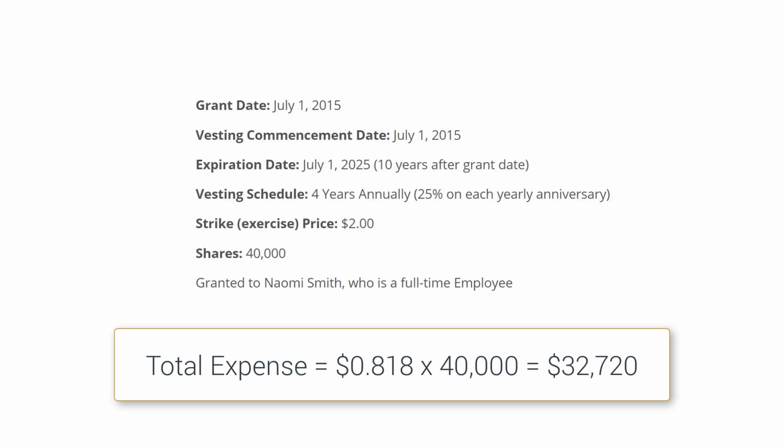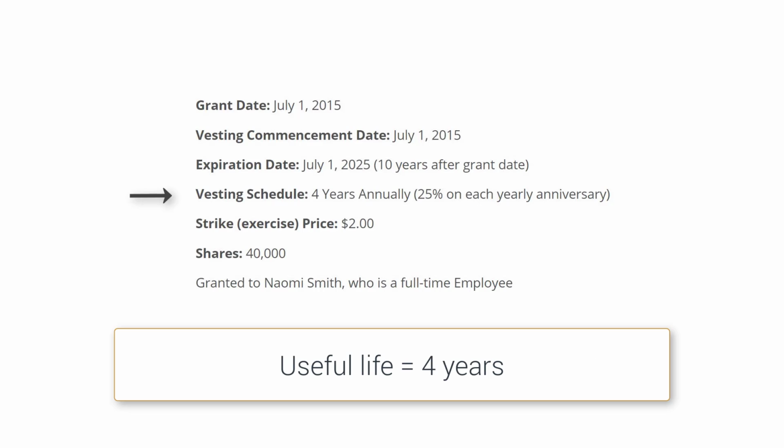Now, you may ask, what is the useful economic life of an option grant? Well, it's the period of time during which it is doing its job. And what's the job of an option grant? It's to incentivize and compensate the option holder. So Naomi's grant has a 4-year vesting plan. So this plan, or the lifetime of that plan, is the useful economic life of the grant. So after 4 years, she's able to exercise all of her options as they're fully earned.